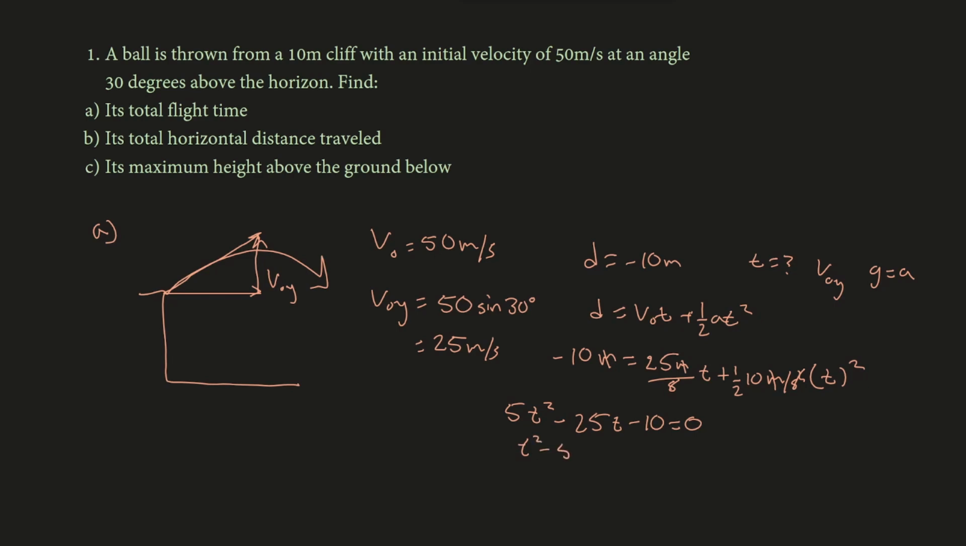So t squared minus 5t minus 2 equals 0. And if you plug this into your calculator, you're going to get t is approximately 5.37 seconds, just like that. So this is our total flight time to get from this point right here down to somewhere on the floor. All right, so let's move on to part B.